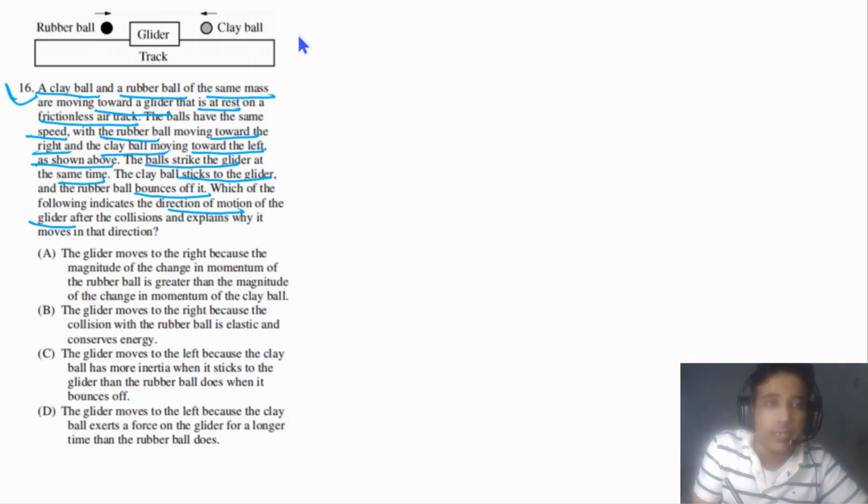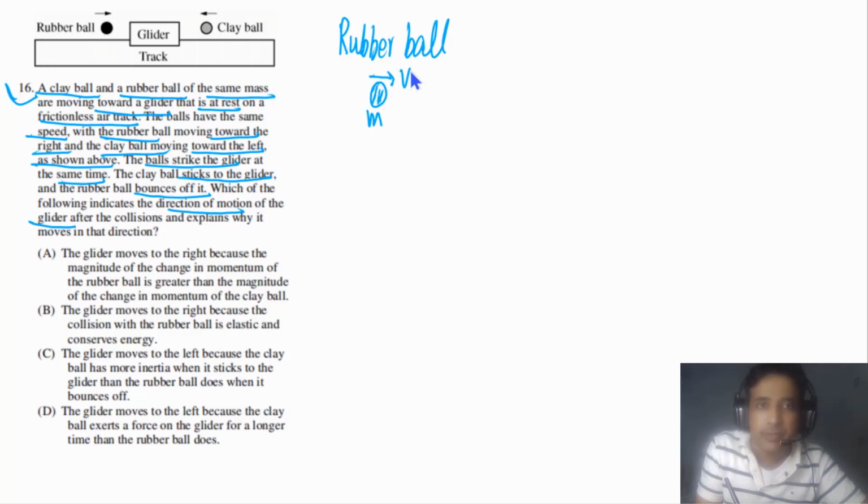So let's try to calculate first of all the change in momentum of these two balls. If you look at the rubber ball first, this ball is moving to the right, so we can write down the mass of this one is m and the speed of this one is v. And we can also imagine the glider at this point. So this one is the glider. When this rubber ball collides with this glider, it bounces back. We can just imagine the speed after collision is also v, and the mass of this one is m.